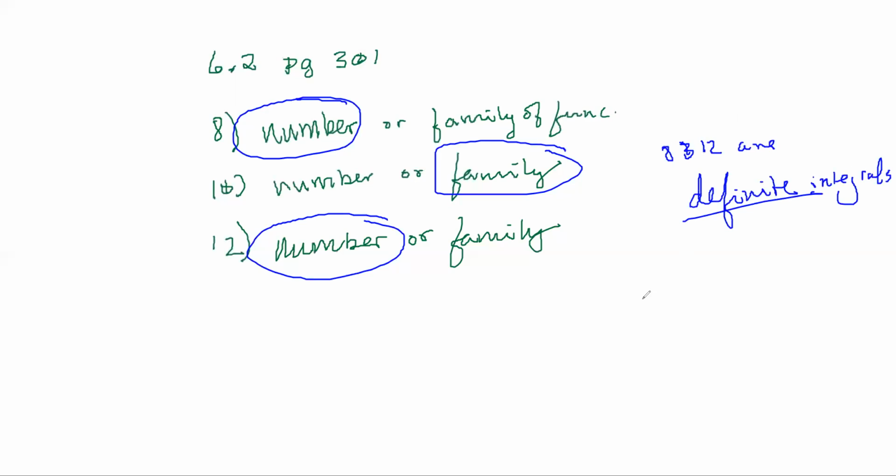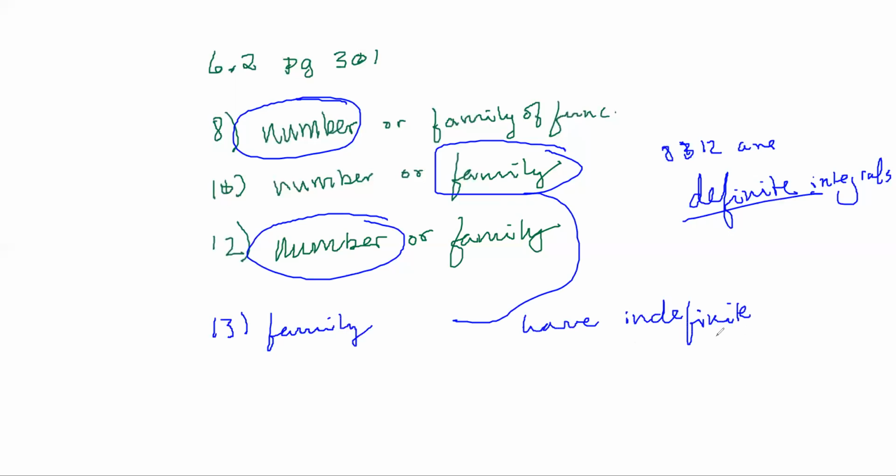I did get confused on 13 because they put both of them in there. But I eventually figured out that it was a number instead. I would assume that that's a family. Yes, a family, not a number. Sorry, 13 is also a family. And the reason these are families is because they have an indefinite integral.